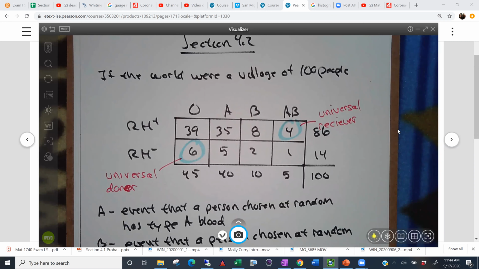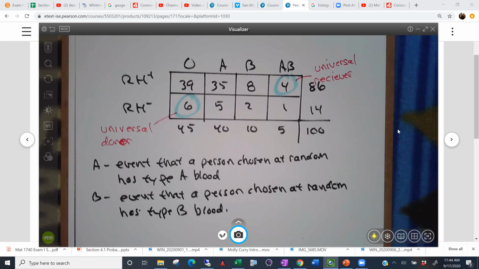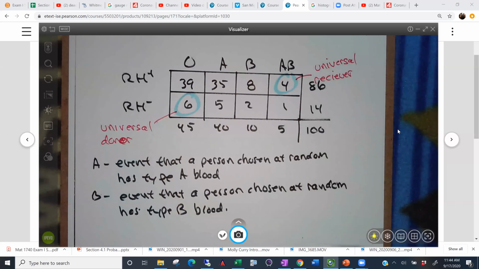So in section 4.2, we're going to discuss a lot of different things. We're going to discuss mutually exclusive events, the complement of an event, independent events, and calculating with the general addition rule, as well as the multiplication rule. So there's a lot going on, but it's going to start with this example of taking the world and compressing it down to 100 people.